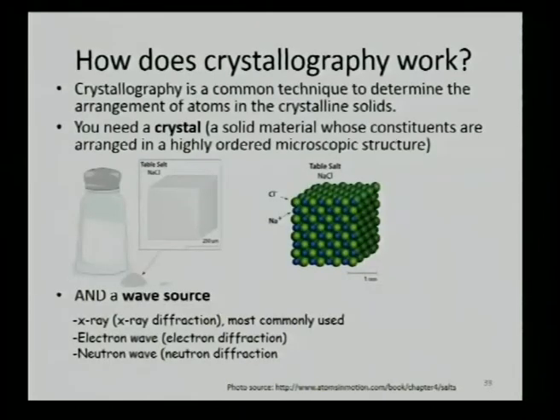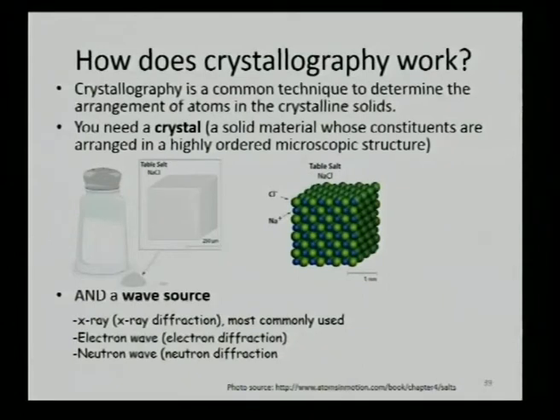In crystallography, we want to find out the arrangement of atoms in a crystal, and nowadays we use it in material science or medical science. To do crystallography, we need two things. First, a crystal, and then a wave source.